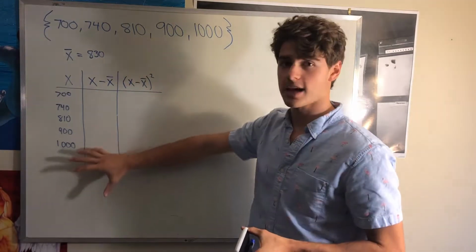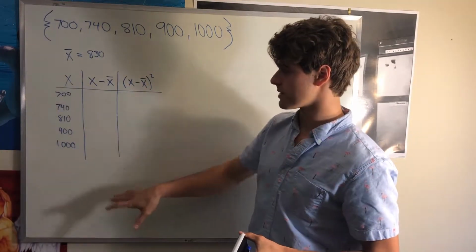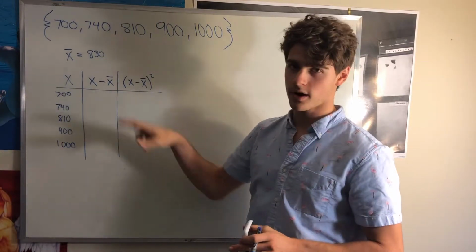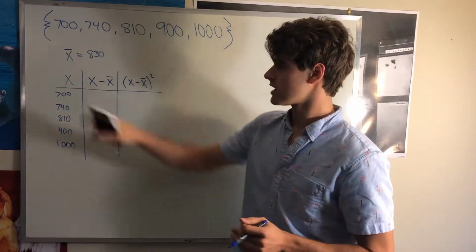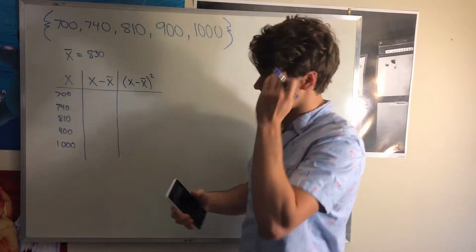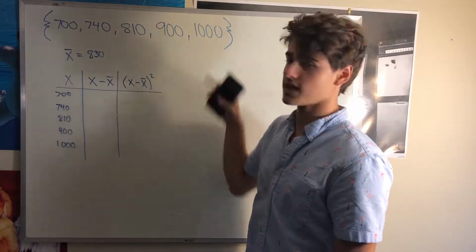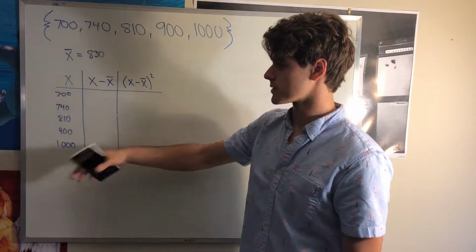Then you're going to draw this table, okay? So I have a column x minus x bar, and then x minus x bar squared. Now, if you've never seen x bar, that's just another way of saying average, okay? So x bar is the mean or the average. X represents all of the individual numbers in our set, so we have all the numbers written out here.